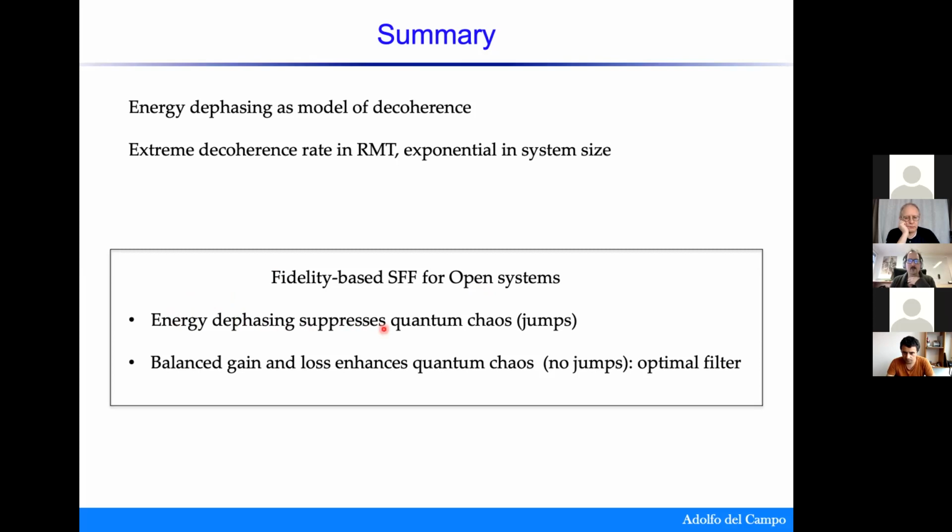But what is interesting, and contrary to intuition, what people expect is that any open system suppresses chaos. Here, non-Hermitian dynamics with balanced gain and loss enhances quantum correlations and quantum chaos. So this is actually the only case I know where dissipative dynamics gives rise to an enhancement of eigenvalue correlations. And we have further shown that this is actually an optimal filter. So with this I close. I guess thank you all for your attention.